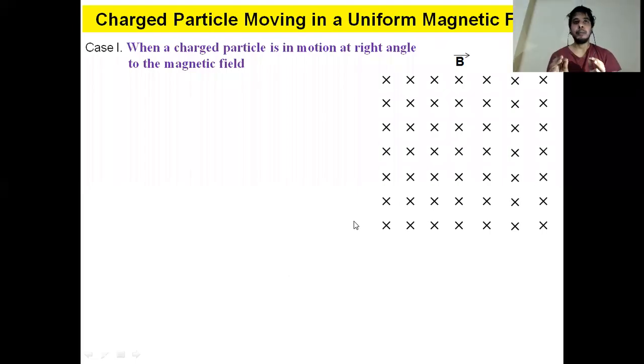Hello everyone, my demo lesson is about a charged particle moving in a uniform magnetic field.